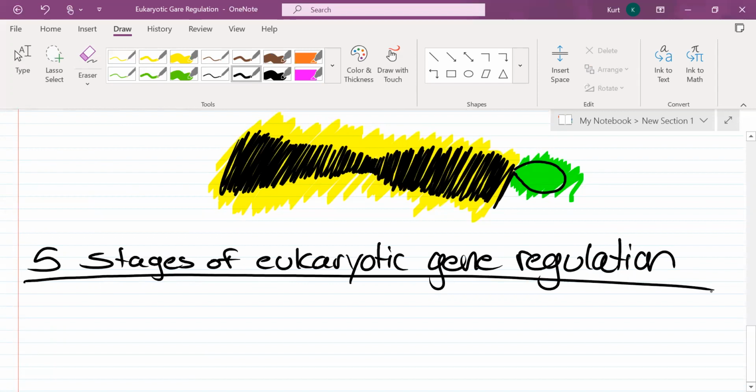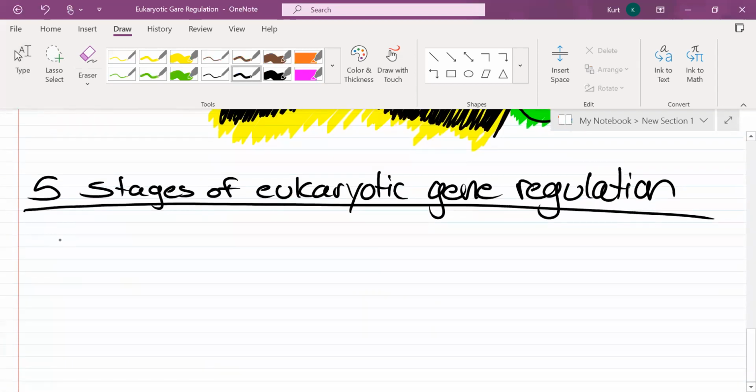Eukaryotes, like us, really cannot multitask. We're not good at it. So we have to do one thing at a time. So the 5 stages are going to be as follows. I was going to list them all out, but you'll just get the name of them as we go. Number 1 is going to be called the chromatin structure.